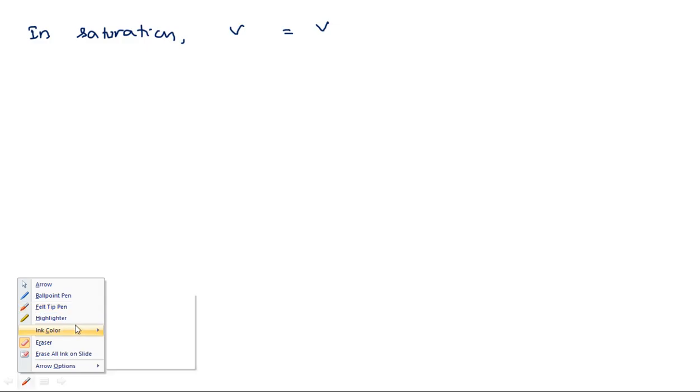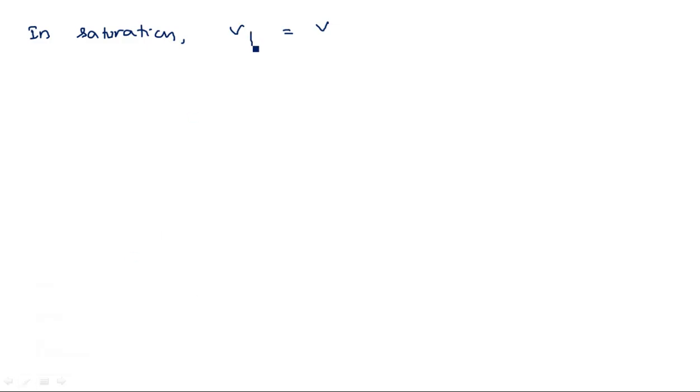So in saturation we know, Vds is equal to Vgs minus Vt. In saturation we can write Vds is equal to Vgs minus Vt. That means at that point saturation starts. So Vds is equal to Vgs minus Vt.